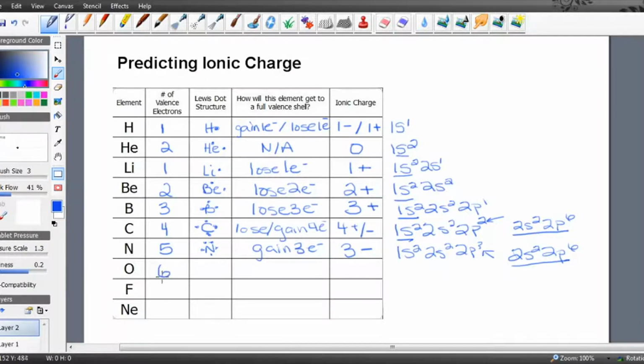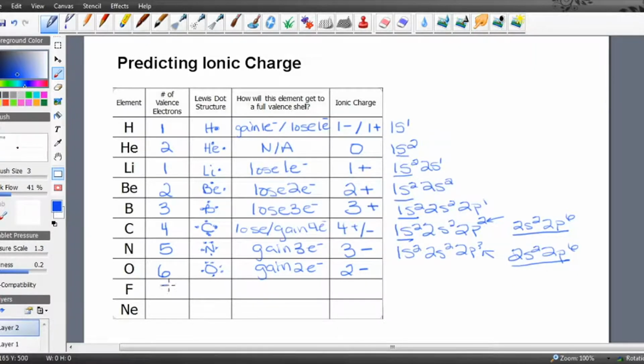Oxygen's in group 6. 6 valence electrons. Hopefully you guys are starting to see the pattern here. Ask yourself what's easier, losing 6 or just gaining 2 more to become like neon? Gaining 2. Easier than losing 6. So oxygen will always make a 2- charge.